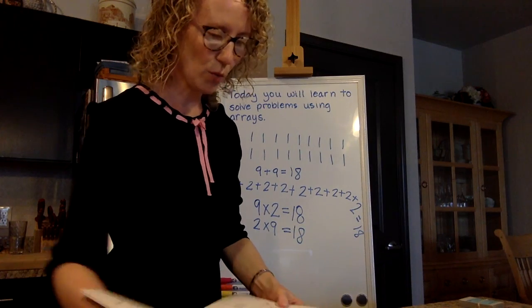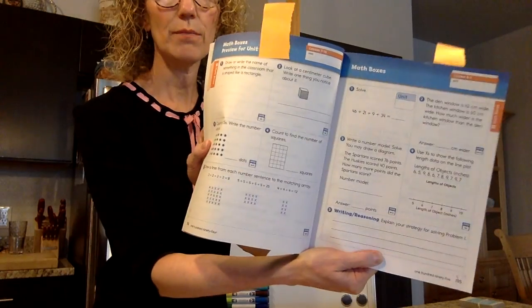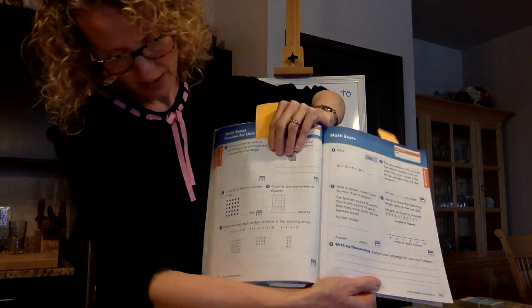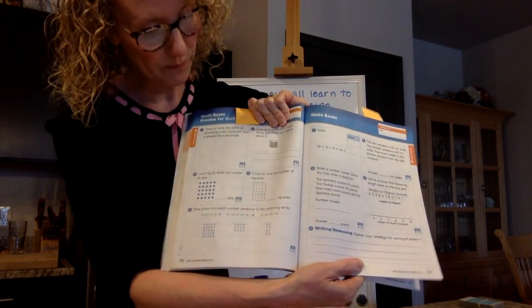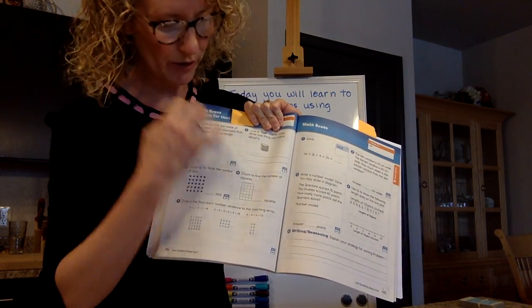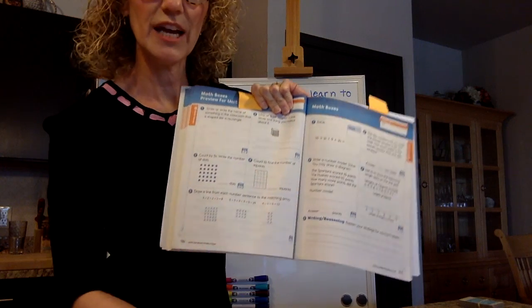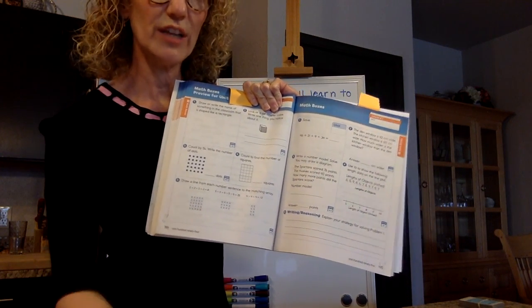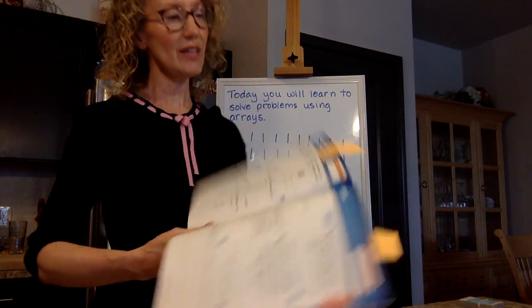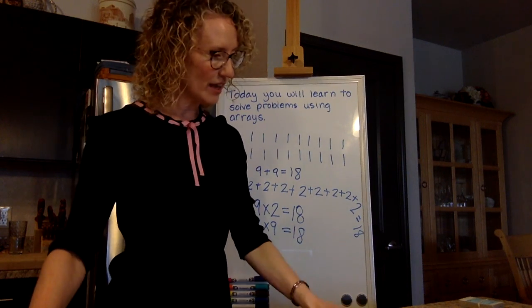And then I also want you to do this math box right here on page 194. For this one, you are going to write the addition and the multiplication problems that you used to solve it in the Google Doc and then click done, so I know that you did it. So that is all that you got to do today.